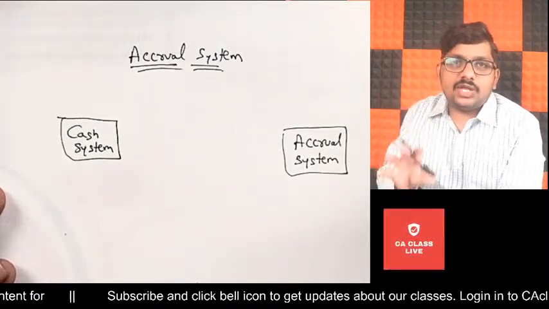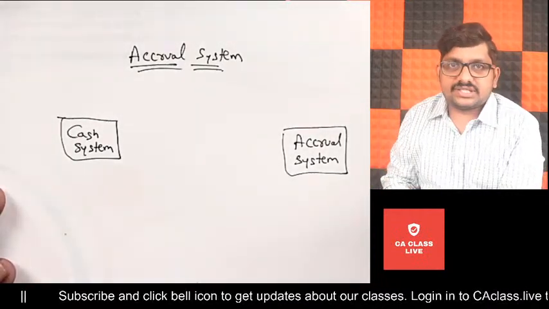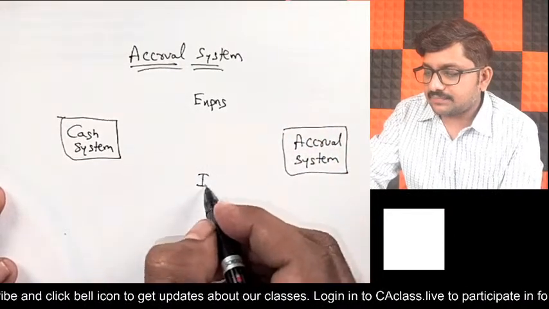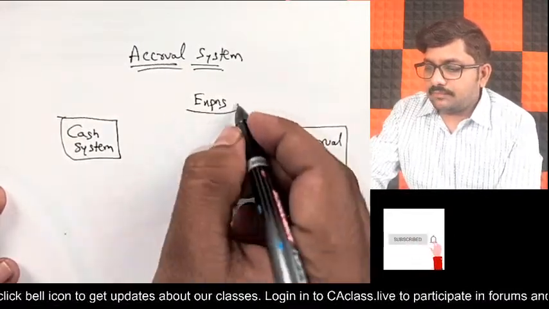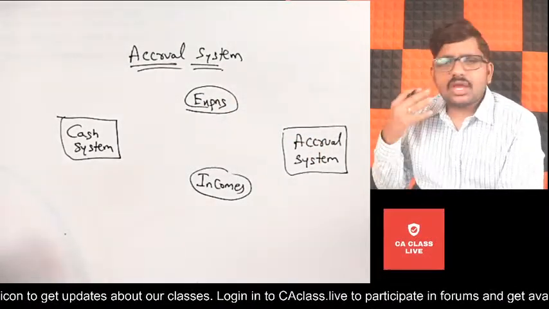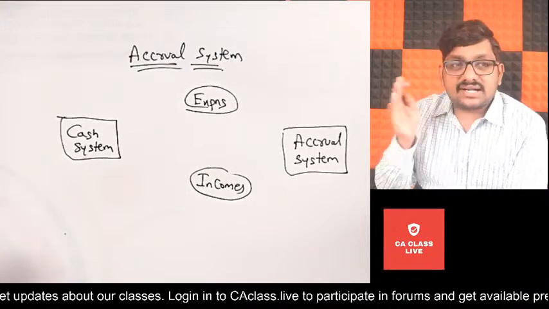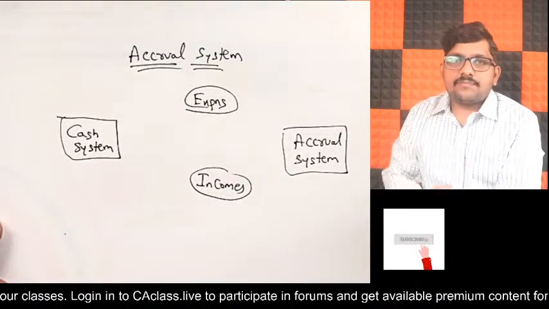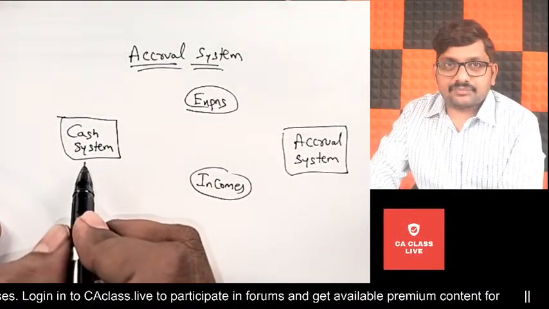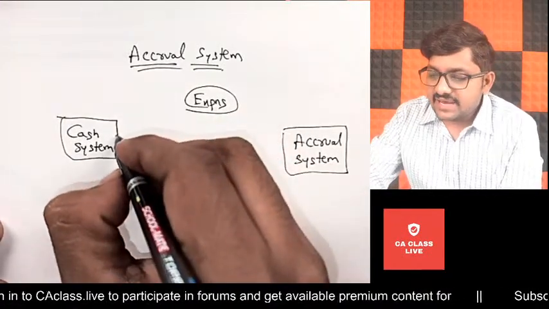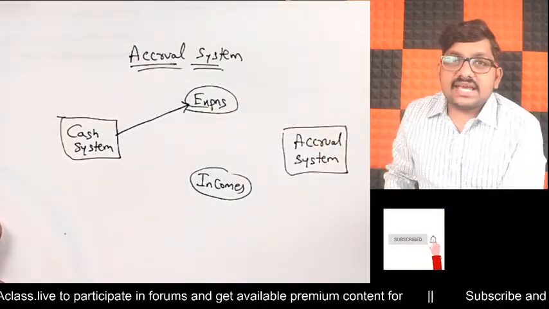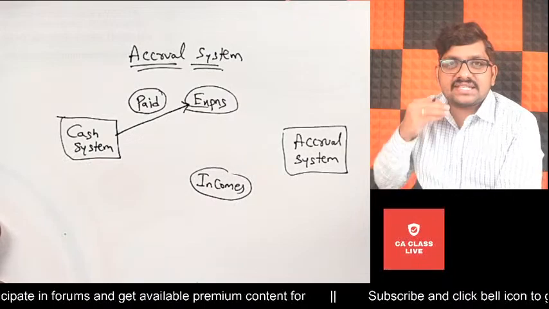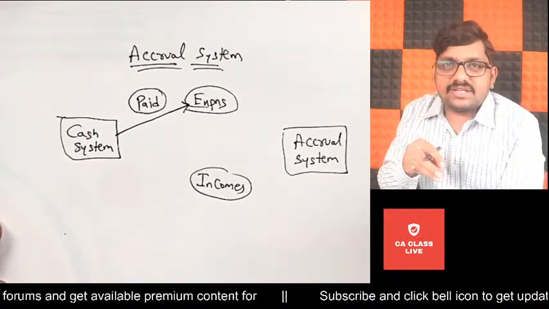To understand that, let me tell you where the difference arises between the cash system and the accrual system. The difference arises only for expenses and incomes, friends. When it comes to assets and liabilities, there is no difference. It is all the same. Now, if we follow the cash system, how do we recognize our expense? Very simple. The cash system says recognize your expense only if it is paid. It means if you pay an expense, then only you treat it as an expense in your books, otherwise no.